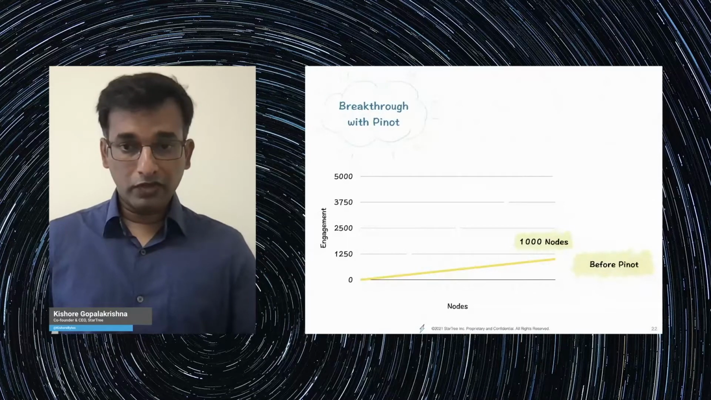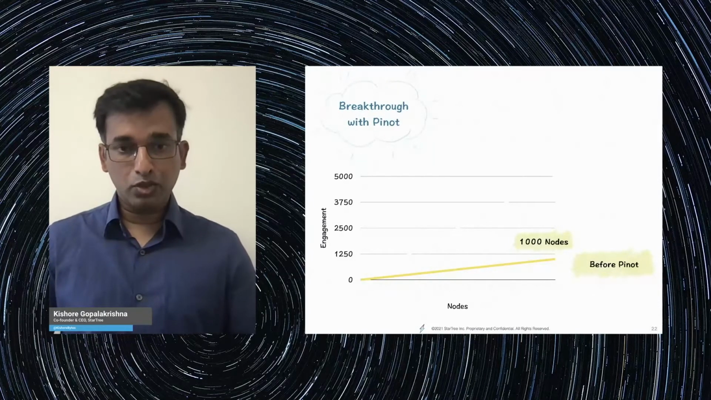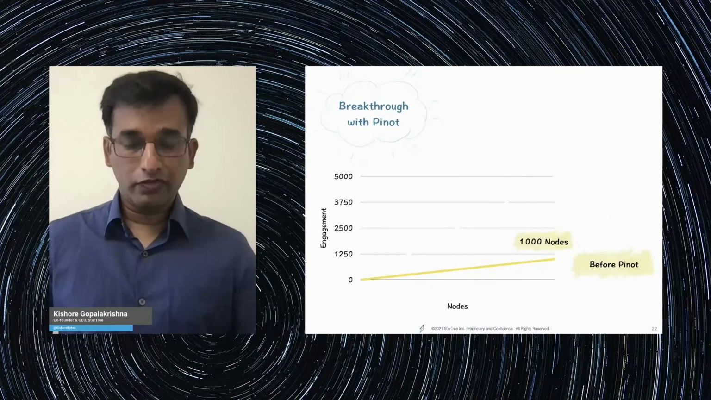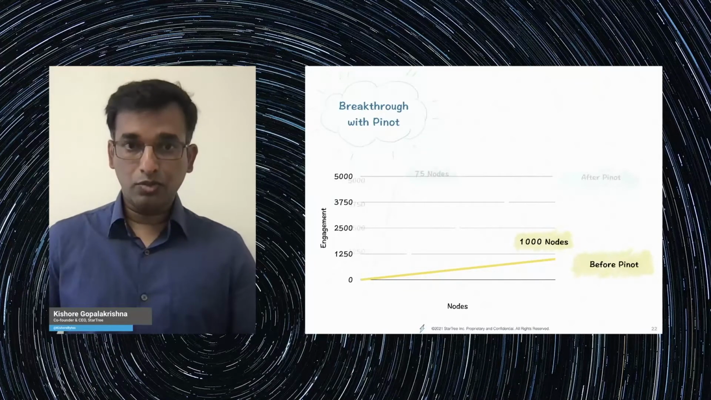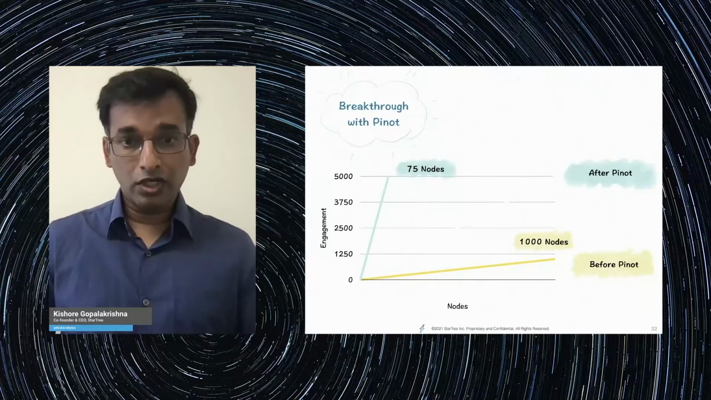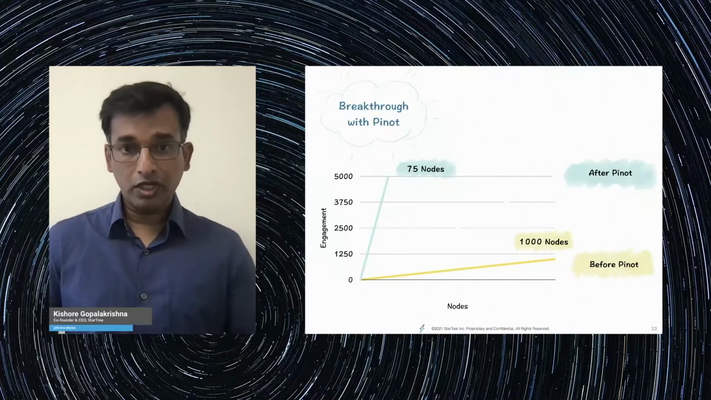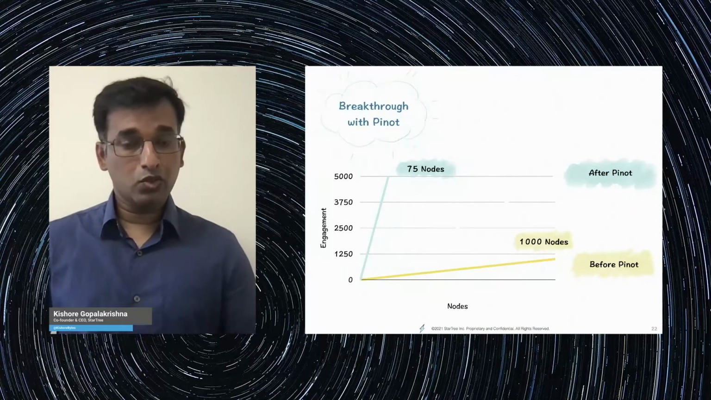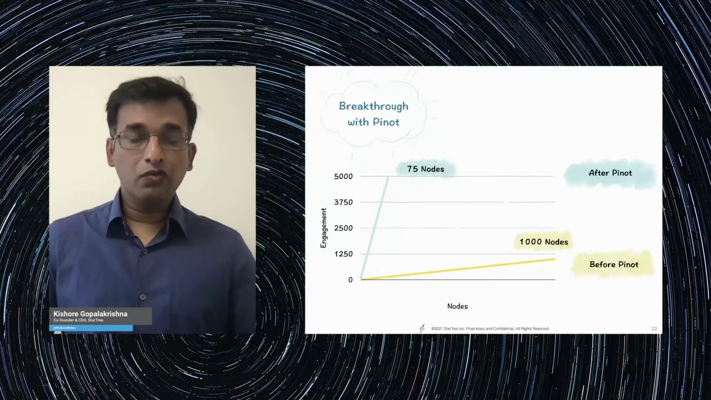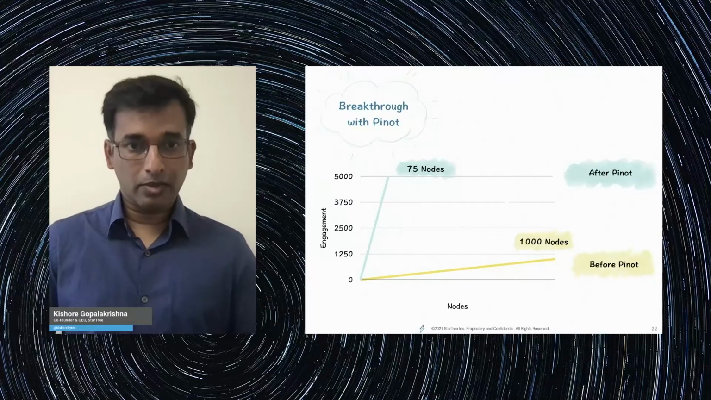That was true before we built Pinot. In fact, for the first version of who viewed my profile, we needed 1,000 boxes just for that. But the good news was the value that we got, even when we used 1,000 nodes, was enormous. And the company encouraged us to build a more efficient system. And that's what got us to build Pinot. Once we built that, we went from 1,000 nodes to 75 nodes. Not only that, if you look at the engagement, it went from thousands of queries to 5,000 queries per second. So with this, we really had the breakthrough that we can pretty much build any user-facing analytics app.